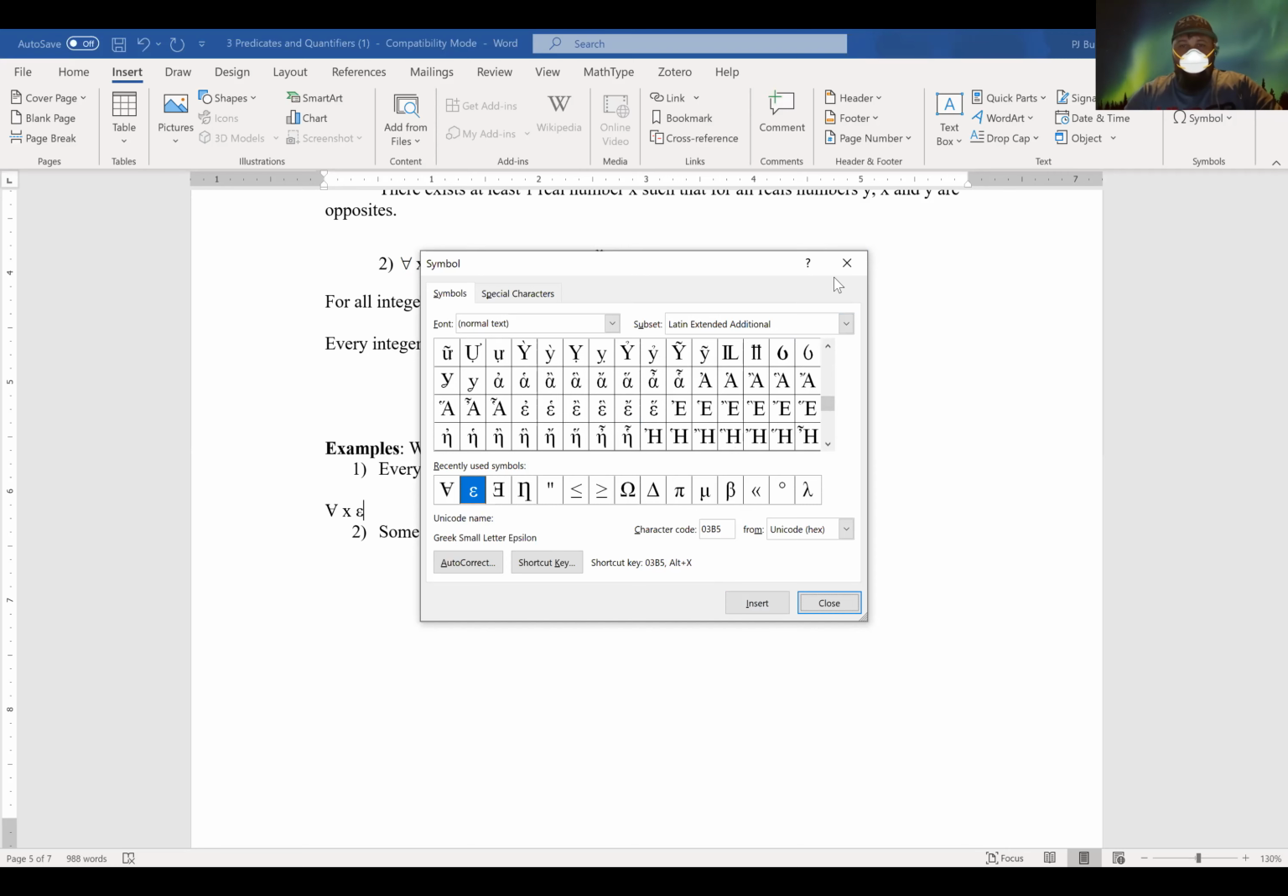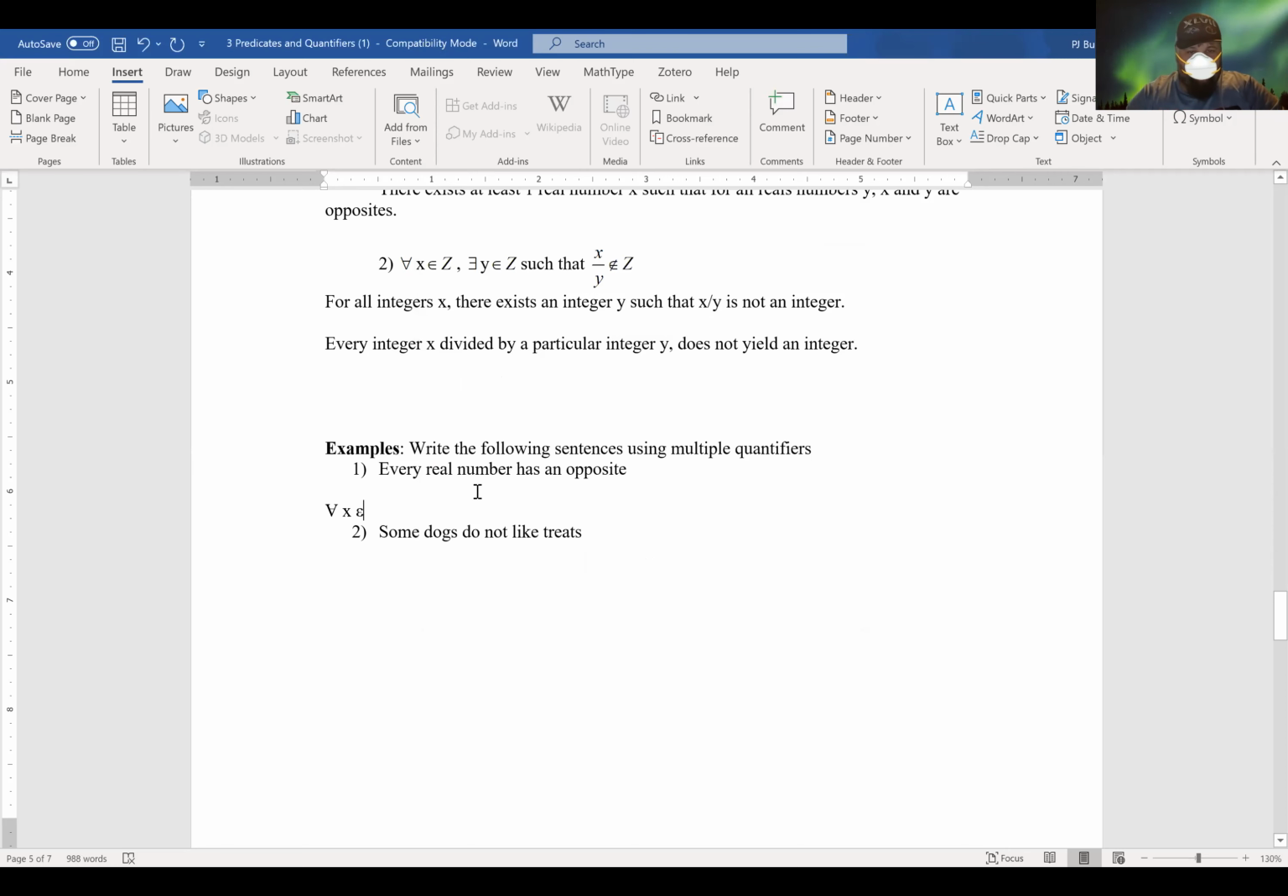All right. So every real number has an opposite. So for all x that is an element of reals, then we have to say.